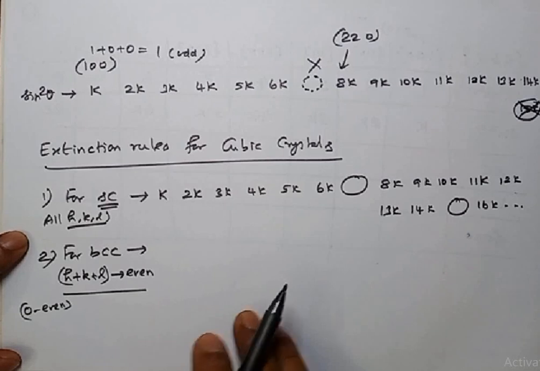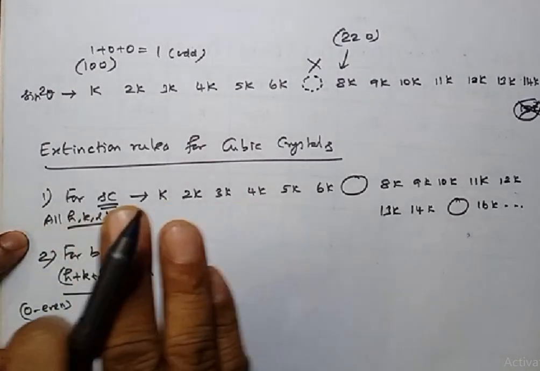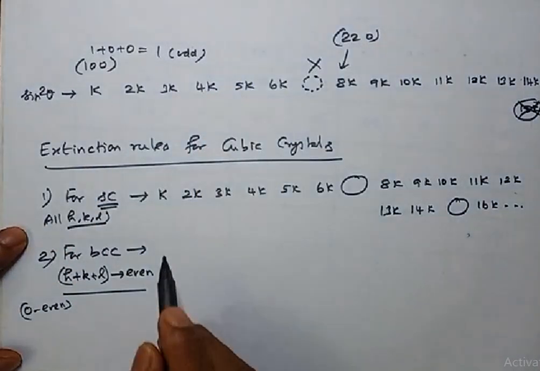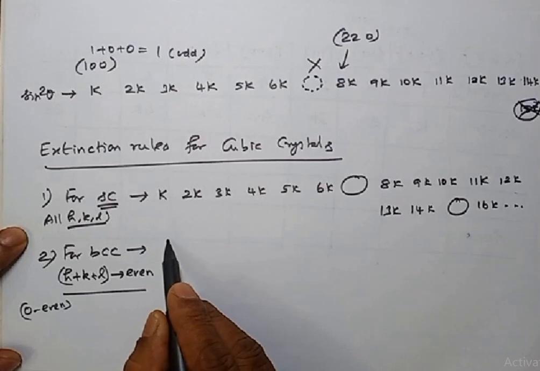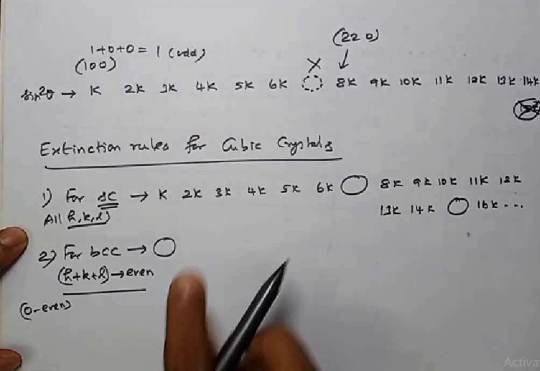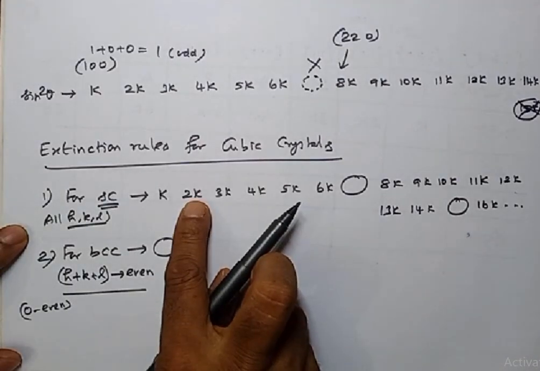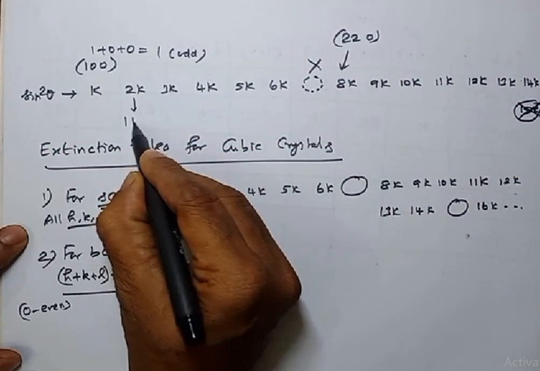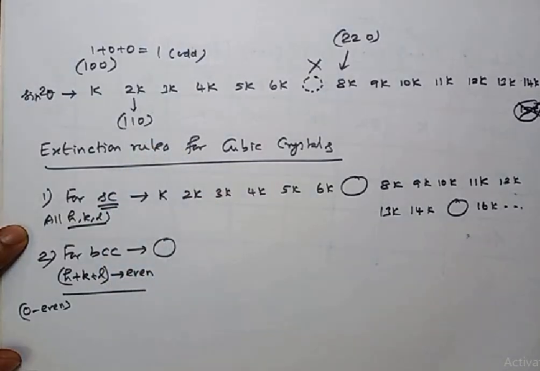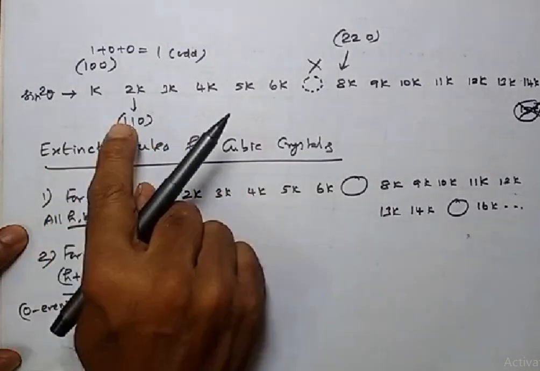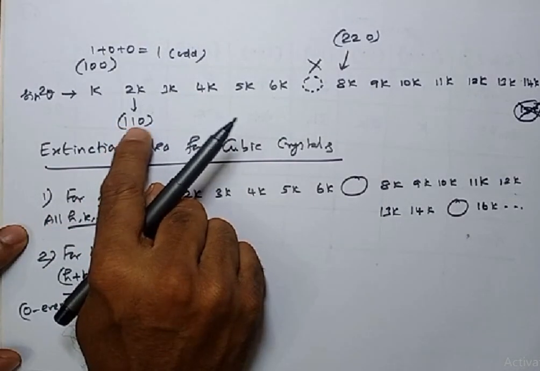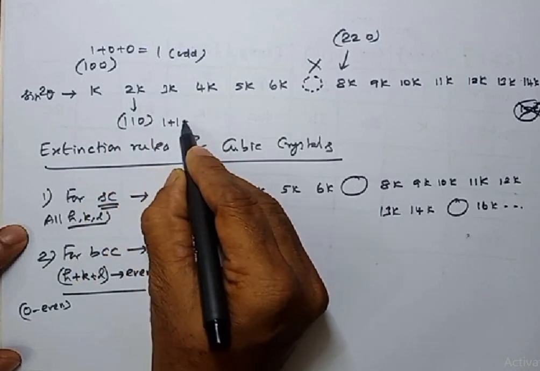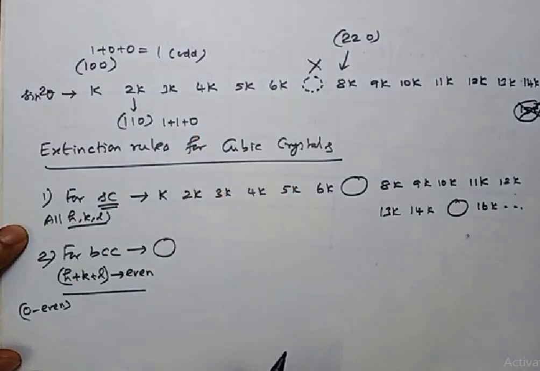Okay, it is destructive, so you will never get any signal in the XRD. So there is no signal for K. Okay, listen, next one I'll come to 2K. What is 2K? For 2K, it should be 110. If I add these, 1 plus 1 plus 0, we get the answer as 2, correct?